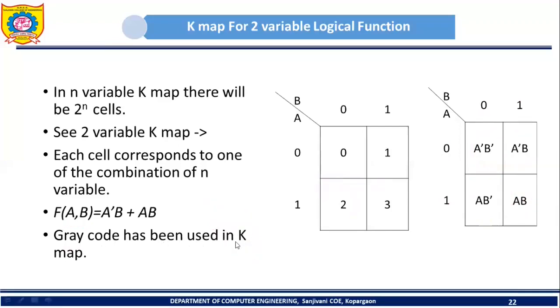Then Gray code has been used in K-map. This is the general statement which I have made regarding K-map. What this Gray code is, we will discuss later on. Right now, just remember this point: in K-map, we use Gray code, and why we use only Gray code, that also we will see later on. I hope for now the two variable K-map is clear to you.